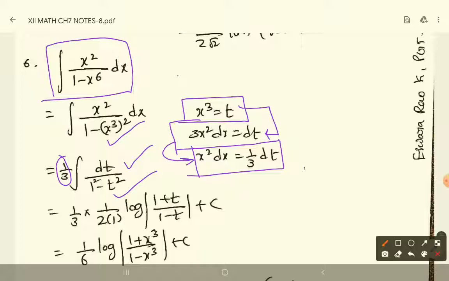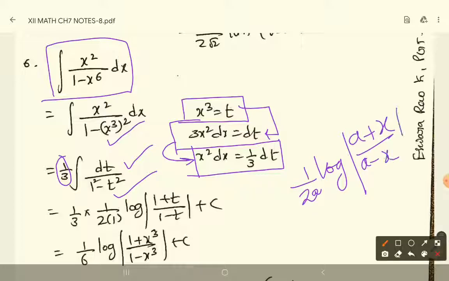Means it is 1 by 2a log mod a plus x by a minus x. So you get 1 by 2 into 1 log mod 1 plus t by 1 minus t plus c. Substitute t as x cube. Finally we reach the answer after substituting t is equal to x cube. That is the 6th question. Next, 7th question.